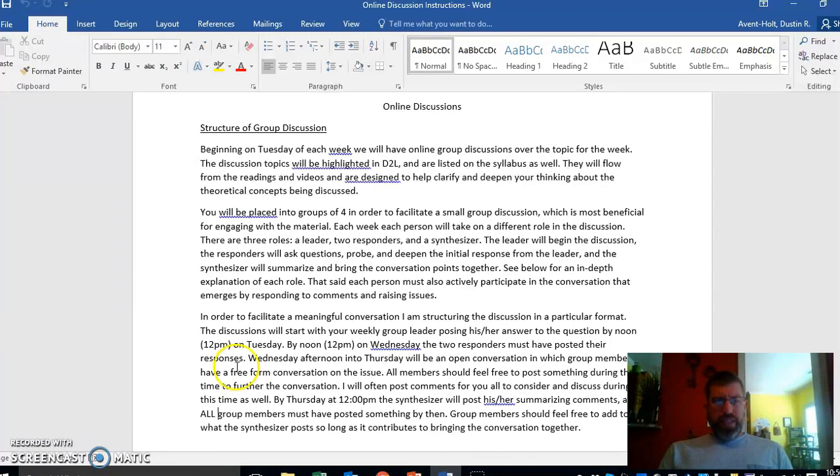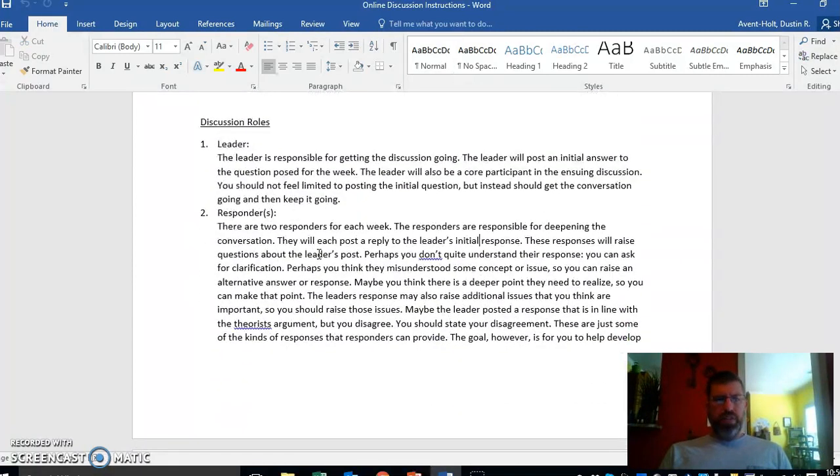You can see, if you go to the second paragraph, you've been placed into groups of 4 each week. Each of you will take on a different role. There are 3 roles that are going to be organizing the discussions. There'll be a leader for the week, there'll be 2 people who are responders, and then there will be a synthesizer. If you scroll down in the instructions, you can see the fleshing out of what those roles are.